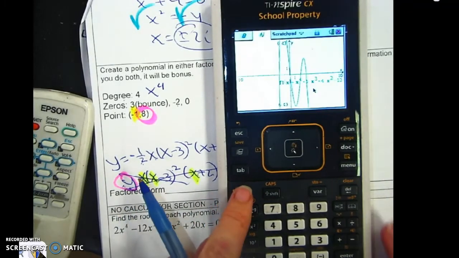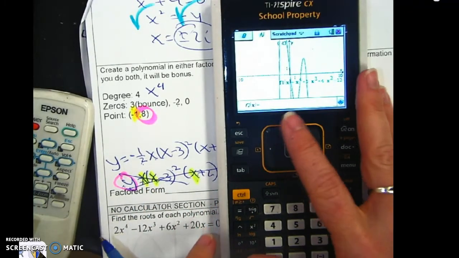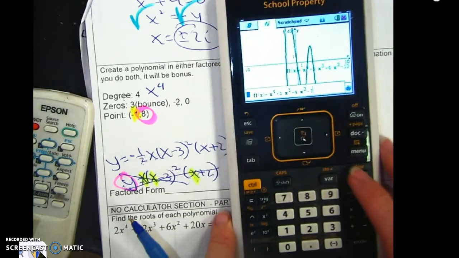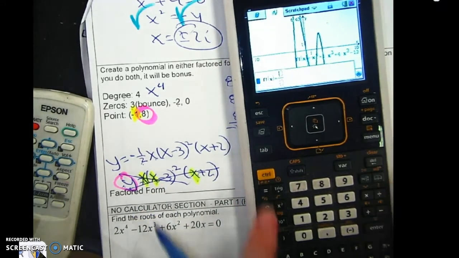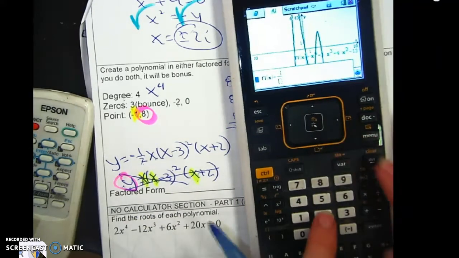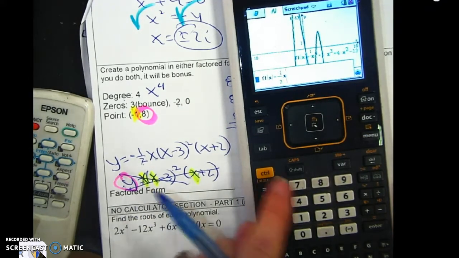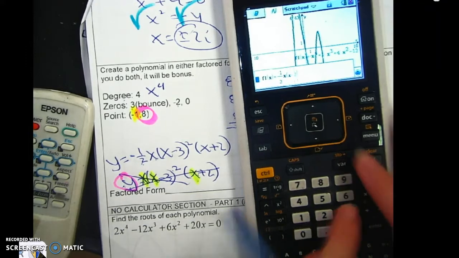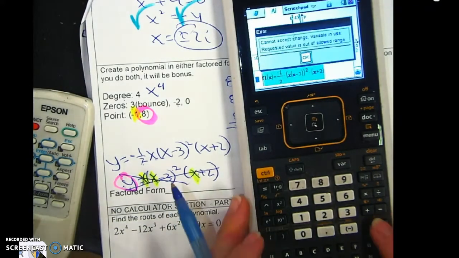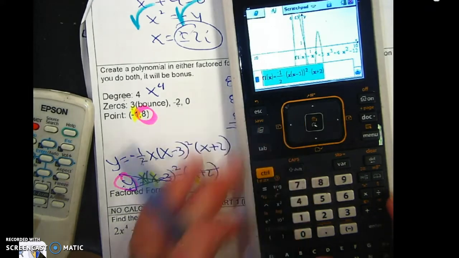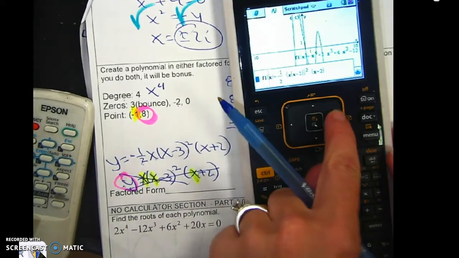So Control G, I'm going to delete the previous one. And what I want to do, because I want to check it, so go Control Divide, negative 1 over 2, x, parentheses, x minus 3 squared, parenthesis, x plus 2. And I'm going to graph it. And what I'm hoping is, oops, I have too many parentheses. Sorry.